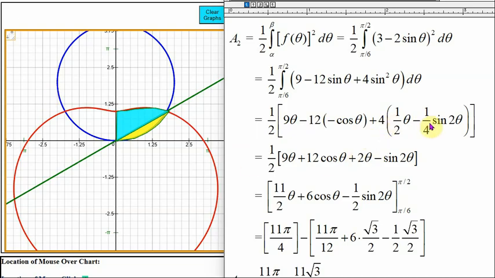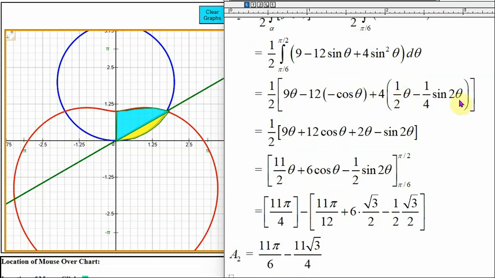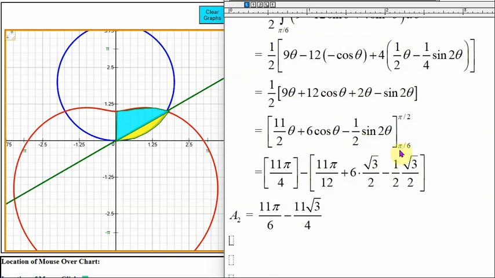And then simplify a little bit more. For this part right here, we get 2 theta, and then 4 times 1/4 is just sine of 2 theta. 9 theta, 2 theta, 11 theta, and then times a half, so we get 11 halves theta. A half times 12 is 2, and then 1/2 times sine of 2 theta is 1/2 sine of 2 theta. And then we need to evaluate from pi over 6 to pi over 2.